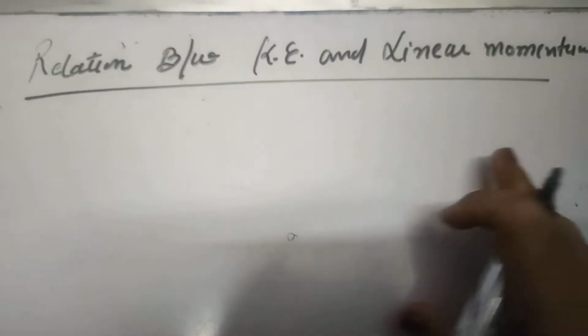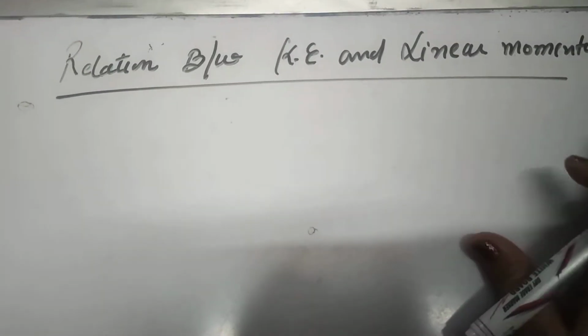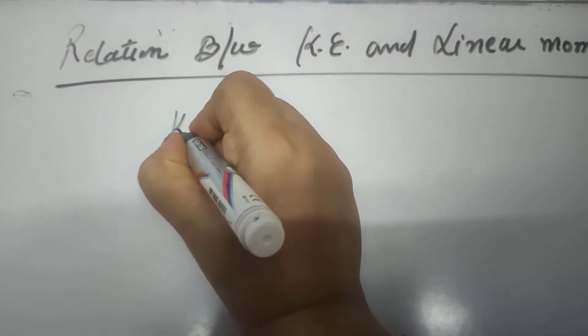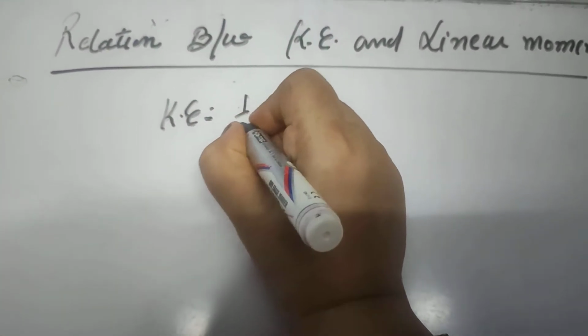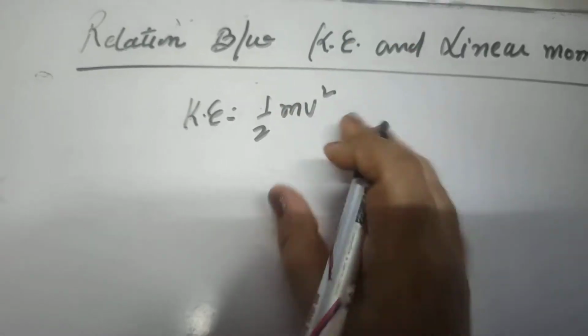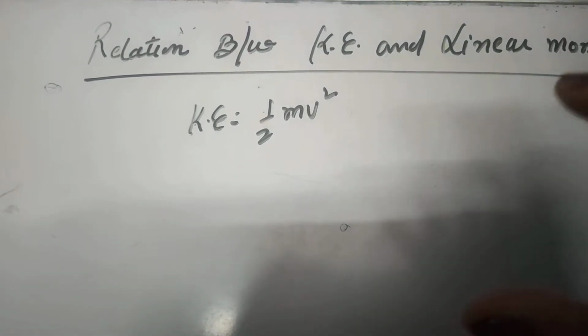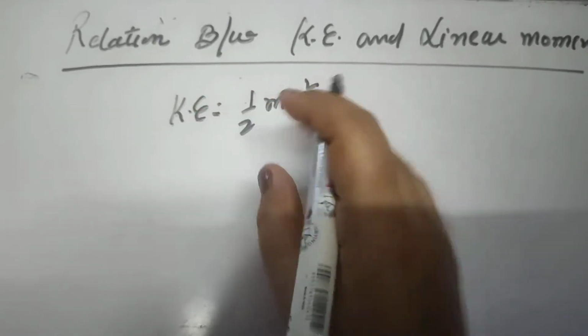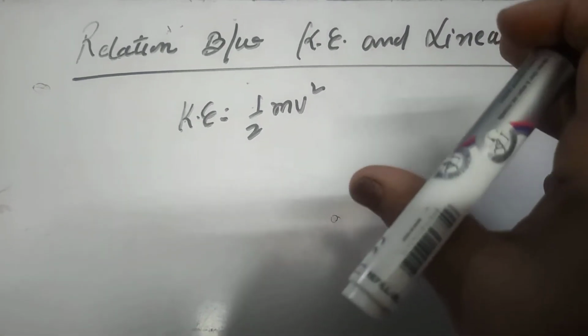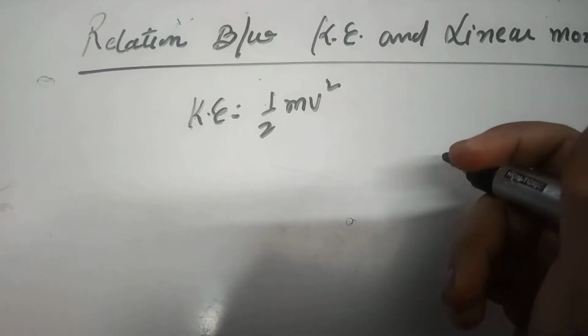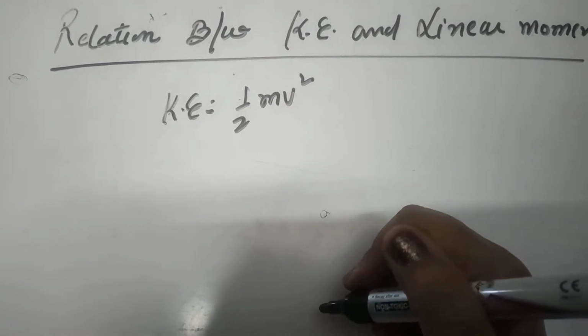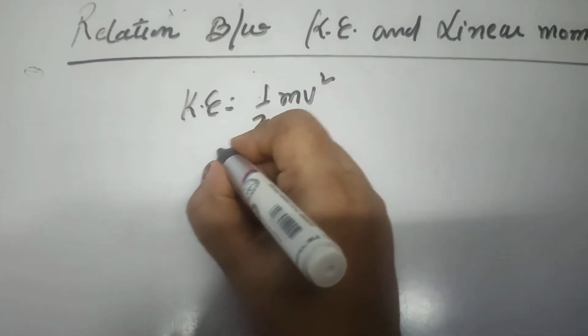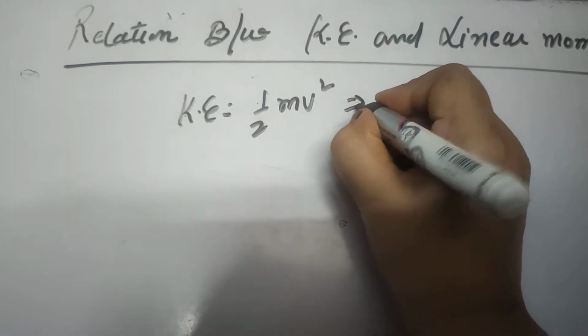Relation between kinetic energy and linear momentum. Okay, now we know that kinetic energy is given by half mv square. This is a very important relation, and it will be used in most of your conceptual problems as well as in numericals. It is a very short relationship, but it is quite beneficial for many of the numericals. Okay, so multiplying and dividing by m.